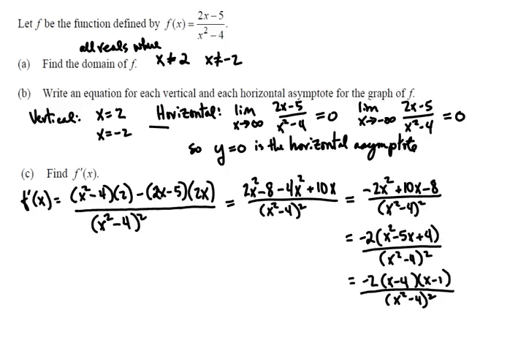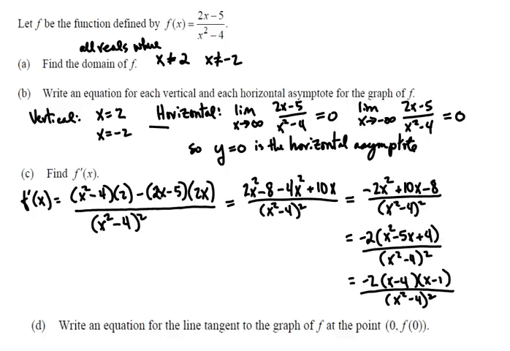Then for part D, we want to write an equation for the tangent line to the graph at 0, f of 0. So my x-coordinate is 0. My y-coordinate will be found by plugging 0 into the original equation, and that would give me negative 5 over negative 4, or positive 5/4. And the slope of that tangent line would be the derivative evaluated at x equals 0. And I believe that yields negative 8 over 16, which is negative 1/2.